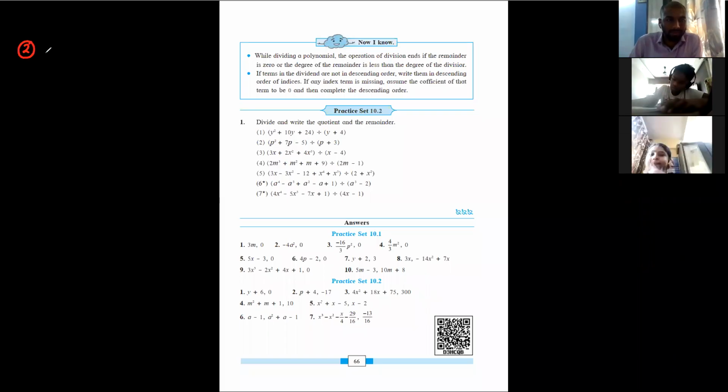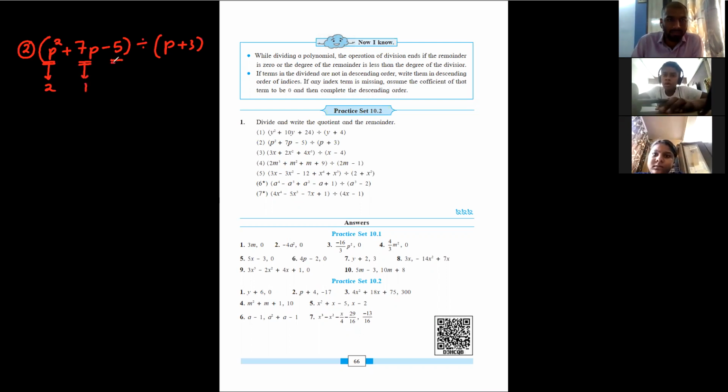The second question is given as p square plus 7p minus 5. This you have to divide by p plus 3. So how will you solve a question like this? Firstly, you have to check the degree. The degree over here is 2. Here the degree is 1, and here the degree is 0. So it is arranged in decreasing order.